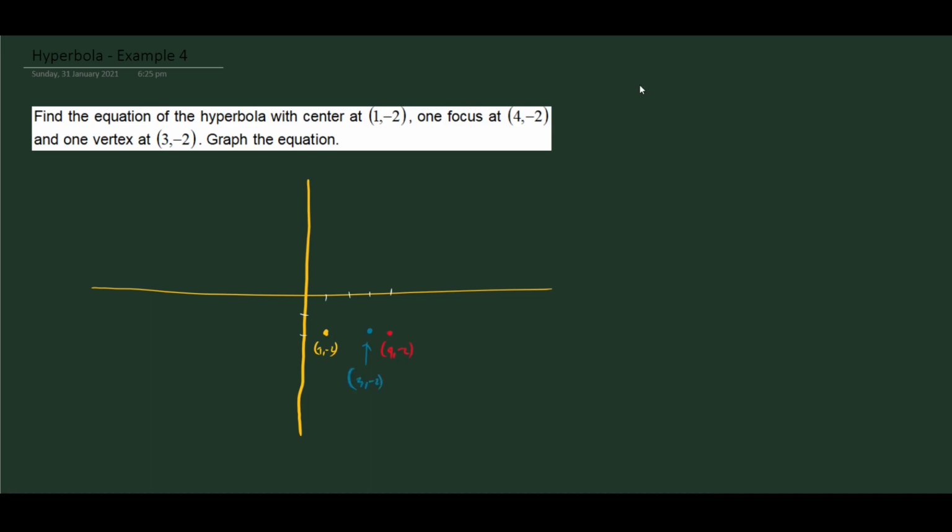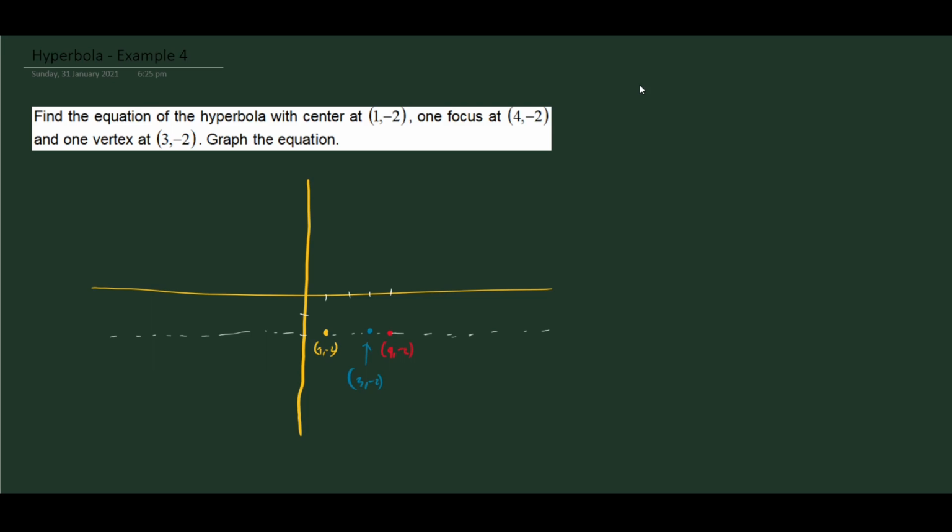Okay, so as you can see here, our focus and our vertex, as well as our center, lie on the line y is equal to -2, right? So if we draw that line here, we can conclude that our transverse axis lies on this line, right? So y is equal to -2. Okay, so we need to find the values of our a, b, and c here.